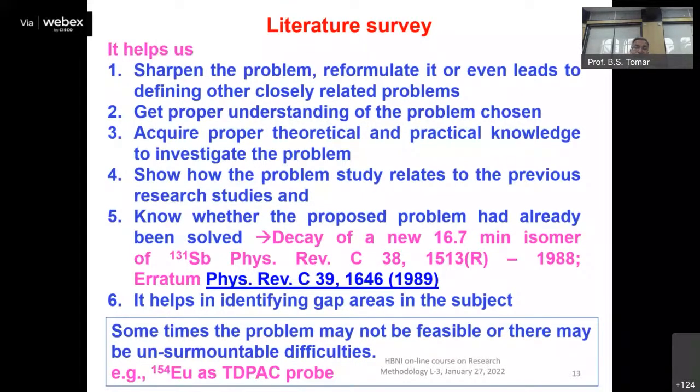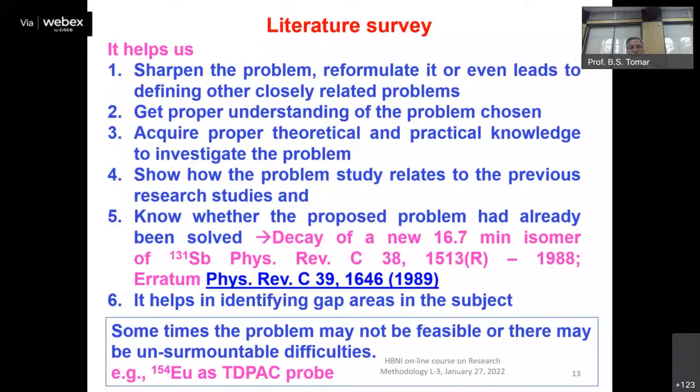But there were no papers in the literature where 154 europium had been used as a TDPAC probe. Only one paper from a professor in TIFR, which he published in a conference paper. I read that paper also. And so we did a simulation study. It's not that we published papers on it, but we spent about 6 months on this isotope to be used as a TDPAC probe, so we could study the chemistry of europium in solid state.